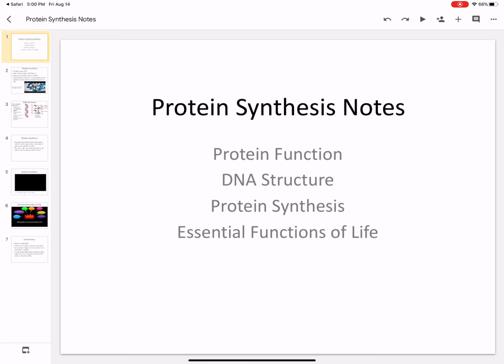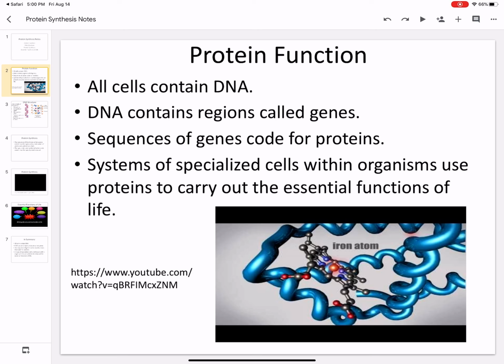You notice on your template that I have things broken down into topics. So here's topic 1, looking at protein function. Some background knowledge: we know that all cells contain DNA. That's what defines a cell. A cell is something that contains DNA, or at least at one time contained DNA.